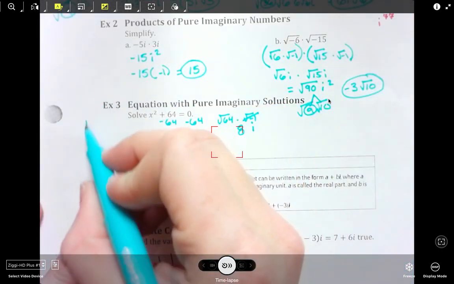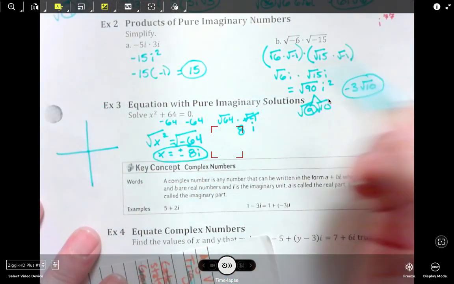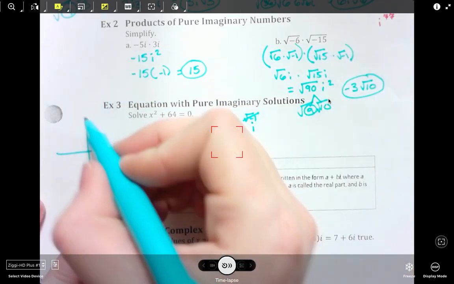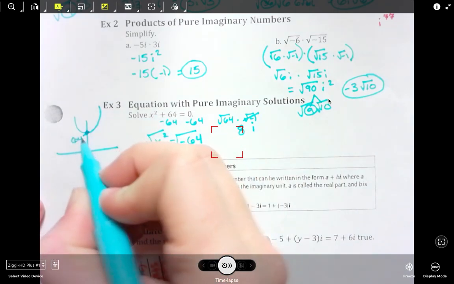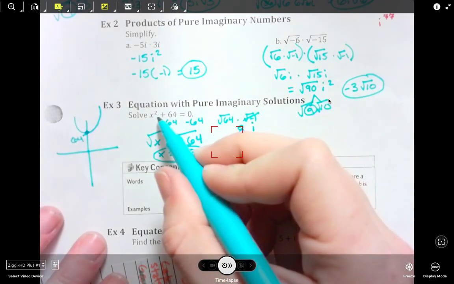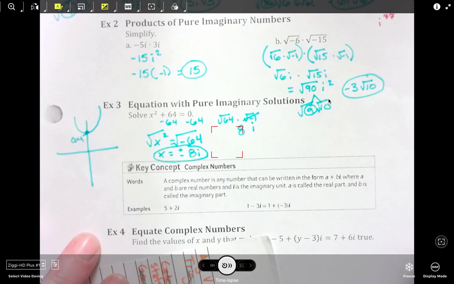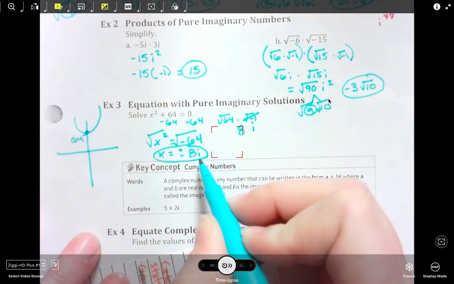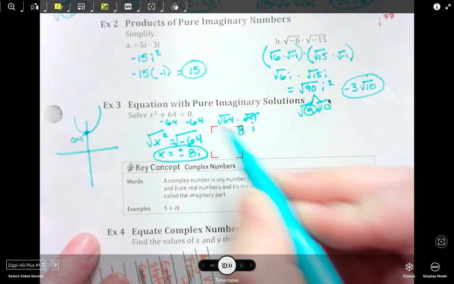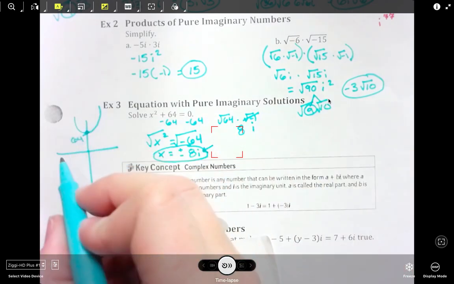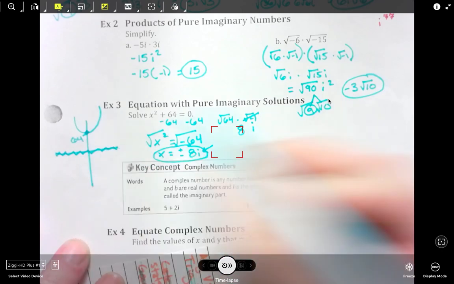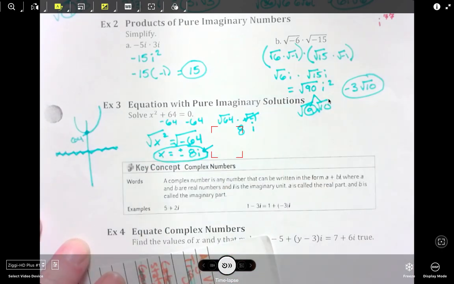Let me go ahead and just show you what this looks like. x squared plus 64 is a parabola that is up here, and the y-intercept is at 64. He's an upward-facing parabola. And what you're doing by setting that equal to 0 is you're basically trying to find the zeros, or where it crosses the x-axis. Well, when you have an imaginary in there, that means it doesn't cross the x-axis anywhere.